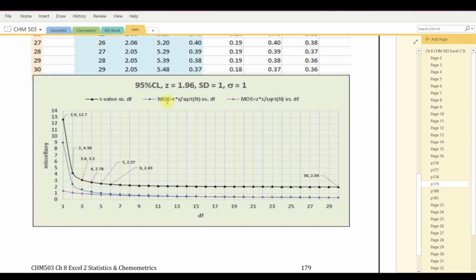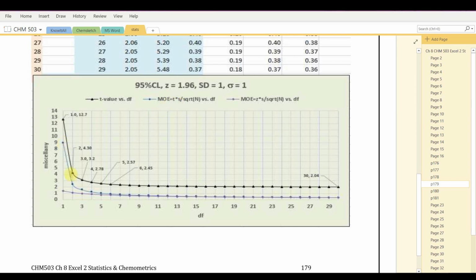Now look at the blue line here. This is the margin of error calculation. Now assume that standard deviation is 1, right? At what point does the margin of error become less than 1? The formula is t times s over root of n. Well, if you only have 1 degree of freedom, or 2 samples, your margin of error is actually 9 compared to a standard deviation of 1.